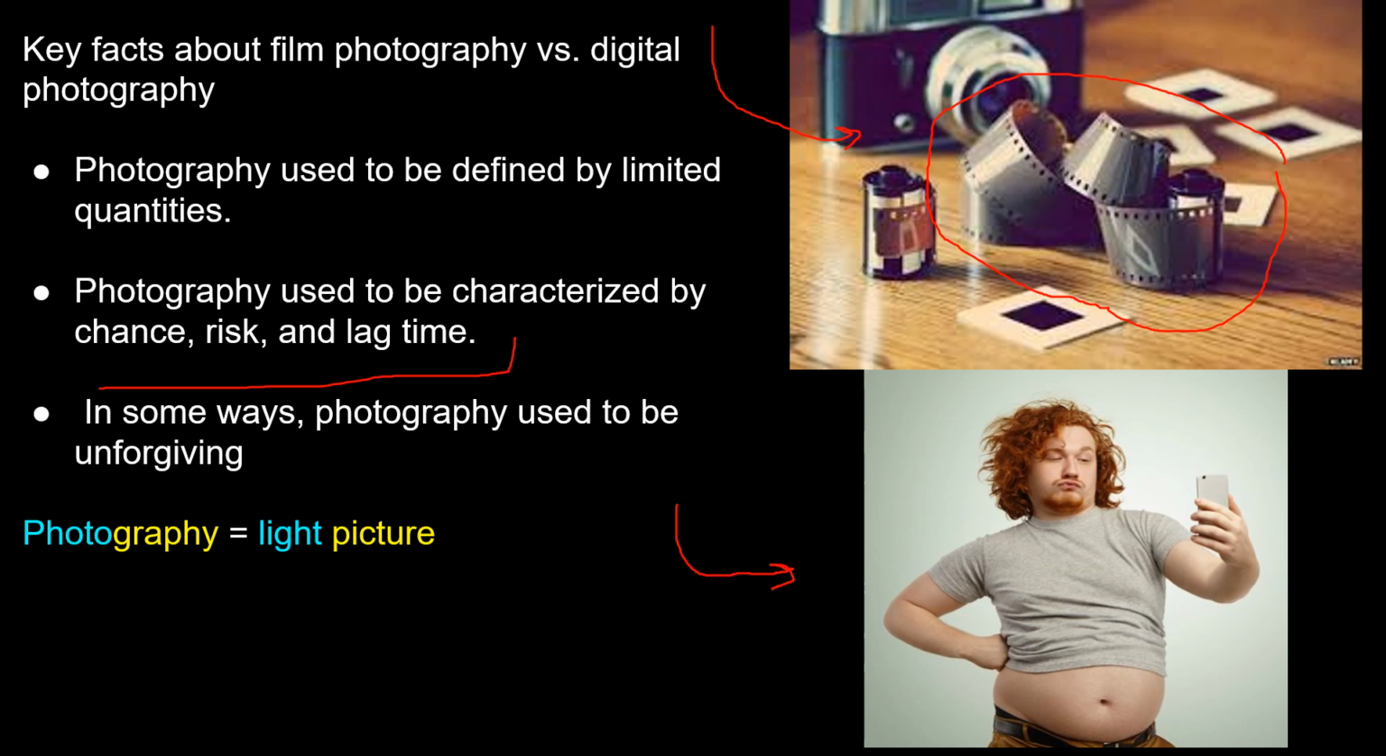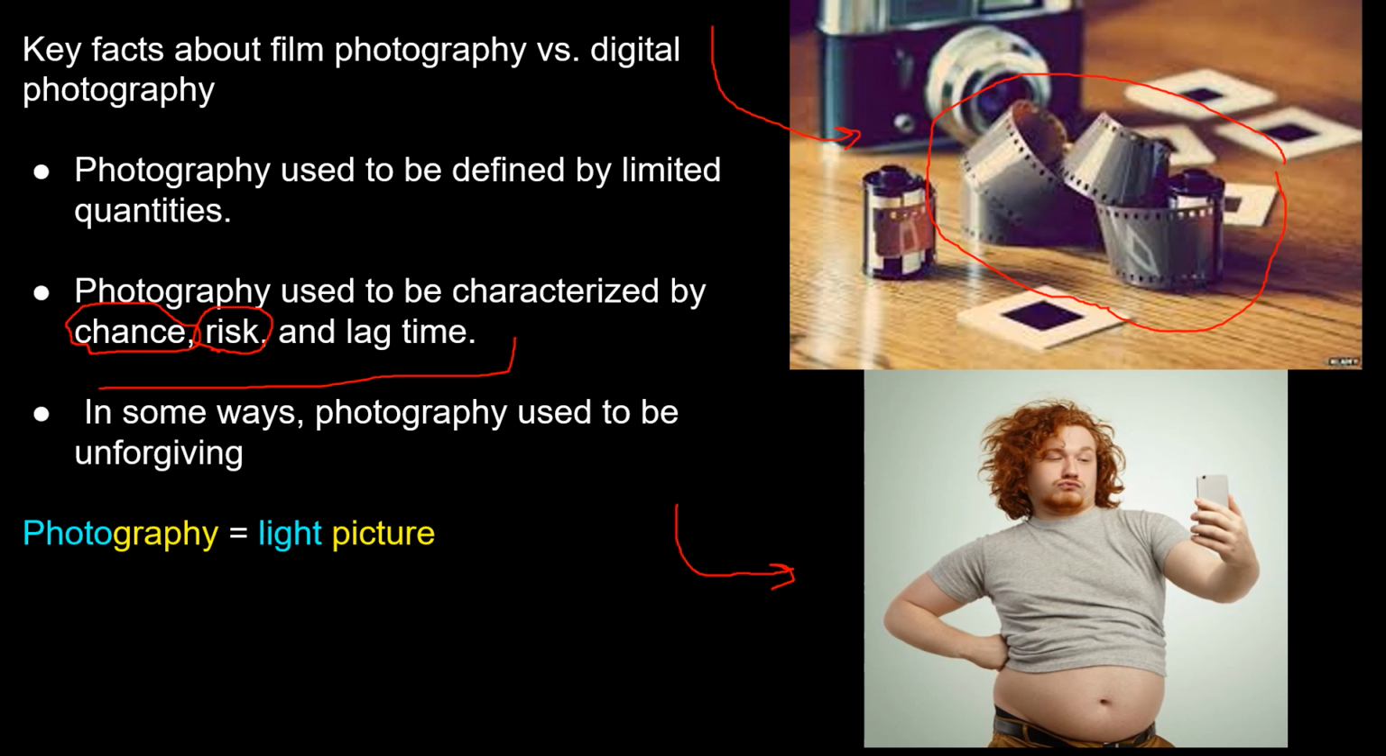So photography is characterized by chance. You are shooting this image, but you don't know what it looks like. You're taking a risk to take that picture, and you're not going to know what it looks like for a long time. Now, if we don't get the picture we want, if we're using our phones, we can just take another one. We can take 100 more and get the one we want.